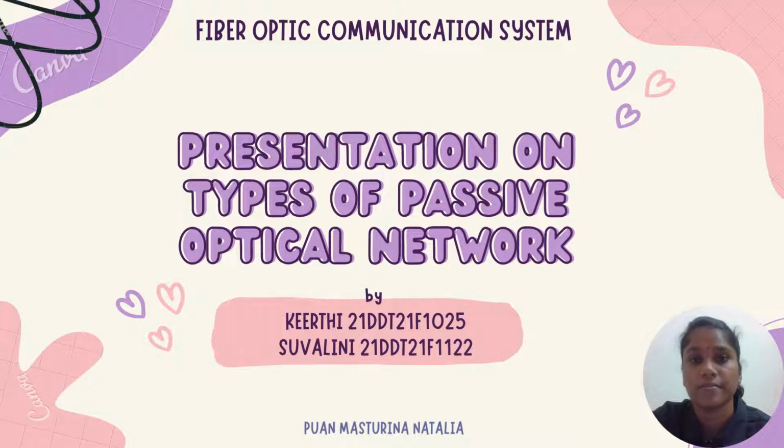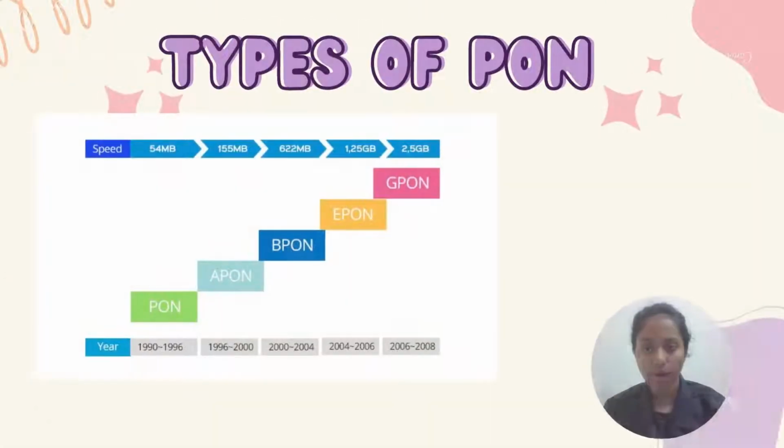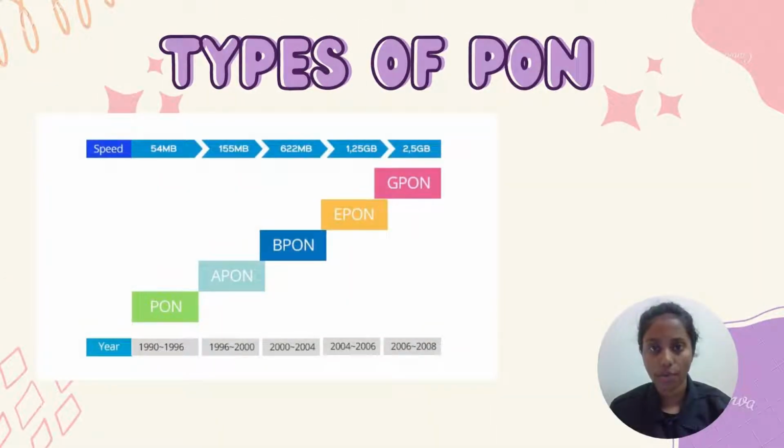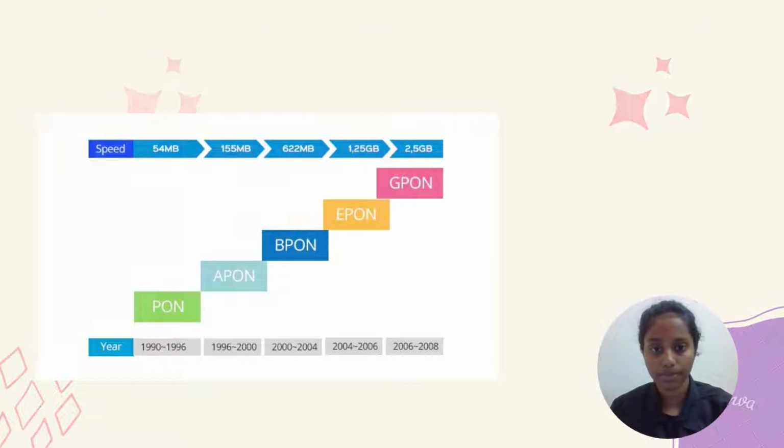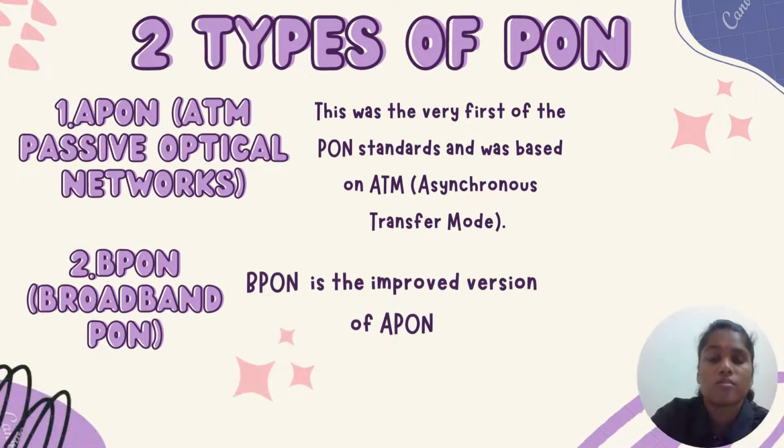My friend Keerthi will be presenting types of passive optical network for fiber optic communication systems. There are four types of passive optical network, which are A-PON, B-PON, E-PON, and G-PON. Today we are going to talk about A-PON and B-PON. APON stands for ATM Passive Optical Network, while BPON stands for Broadband Passive Optical Network.